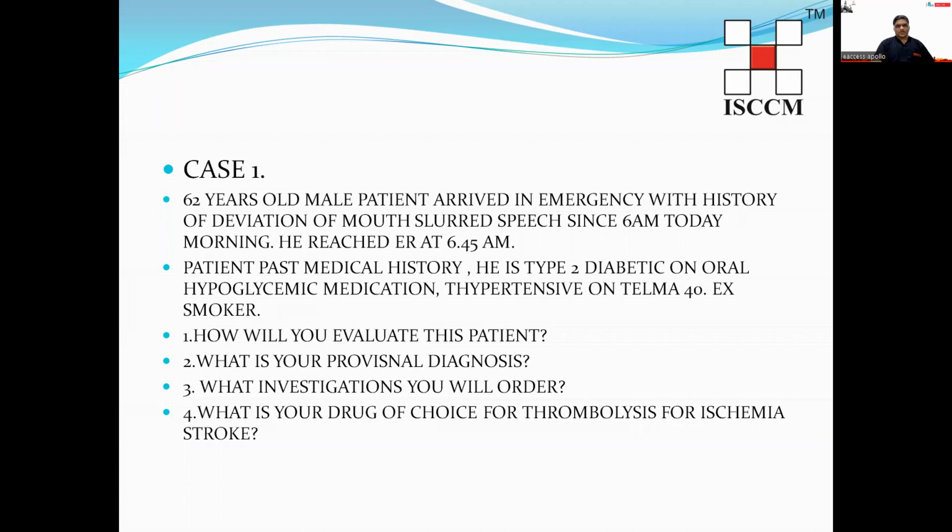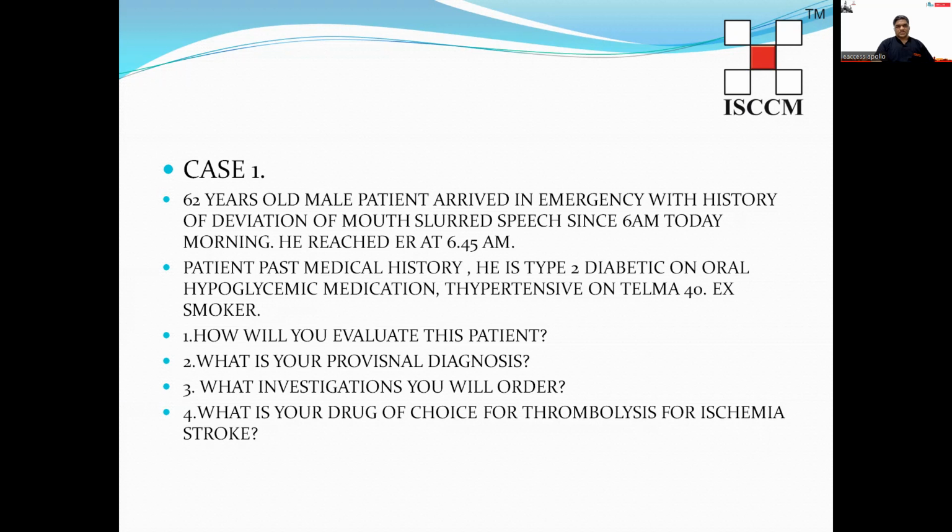We have a 62-year-old male patient who arrived in the emergency department with a history of deviation of mouth and speech since 6 a.m. today morning, and he reached here at 6:45 a.m. The patient's past medical history is type 2 diabetes on oral medications, and hypertension on Telma 40. He is an ex-smoker.